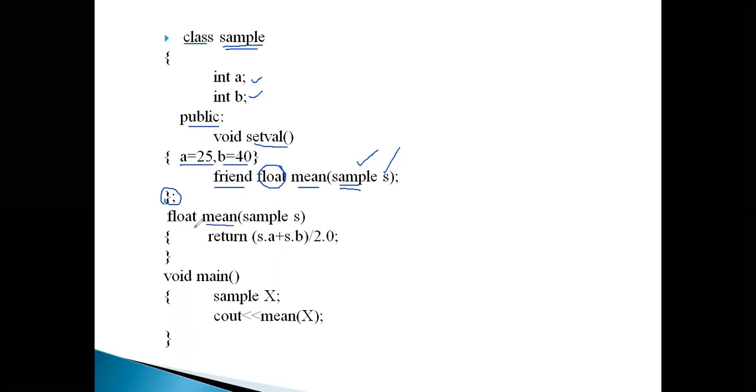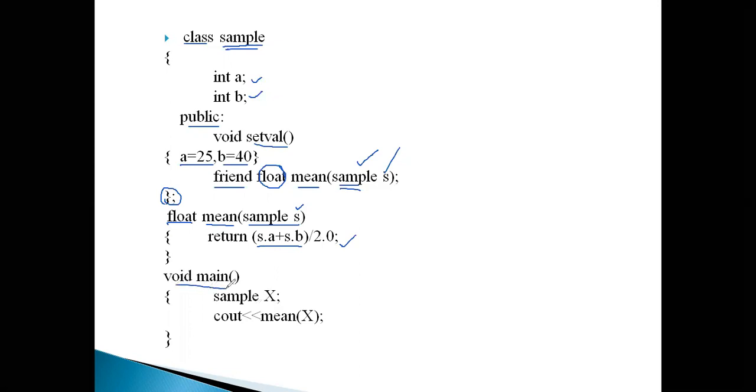Here I am going to define a friend function. Float mean, as a normal function we are defining, and the parameter is an object. When I am discussing the friend function, then definitely friend functions will take objects as the parameters. So here S is the object. Simply I am calculating the average. So S.A plus S.B by 2 is the averaging of two values. So 40 plus 25 by 2, that is 65 by 2. So automatically 32.5.